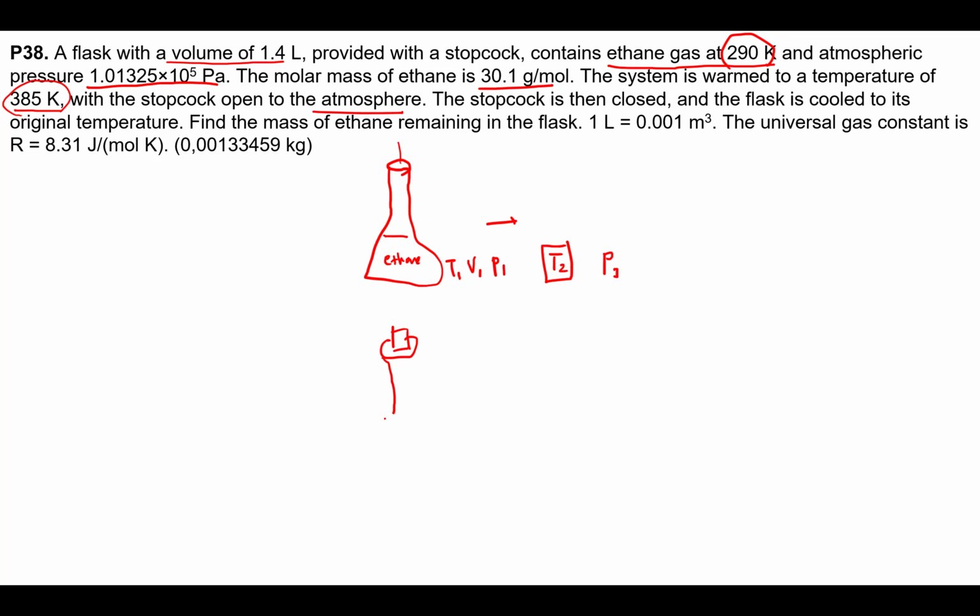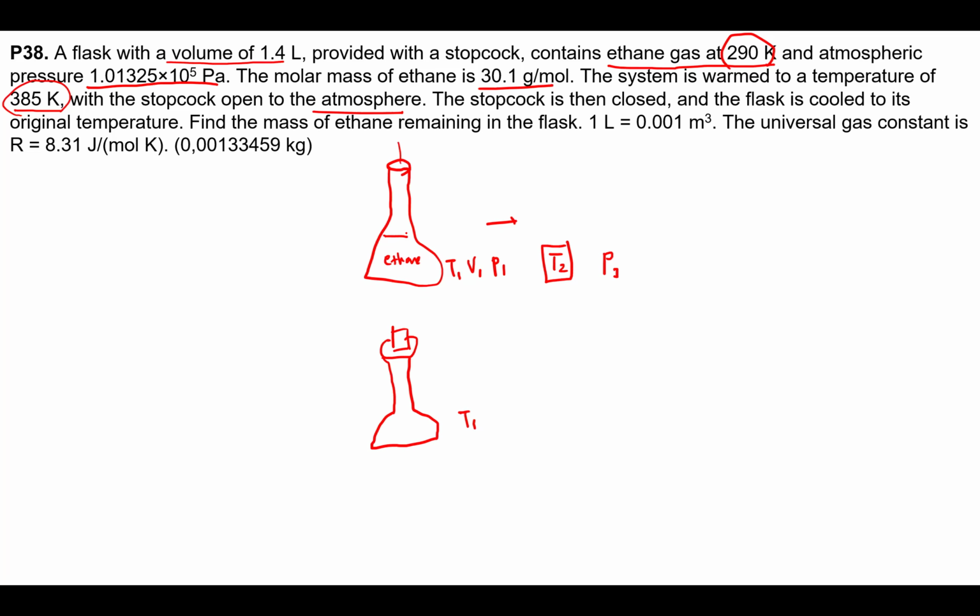We close the stopcock, and then cool down, so it changes back to T1. And then we are going to find out the mass of ethane remaining in the flask.